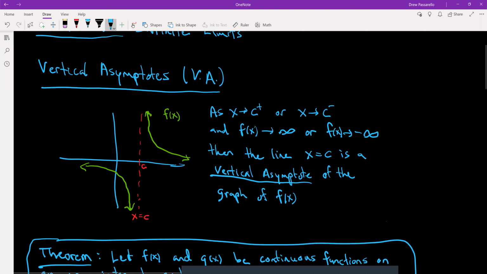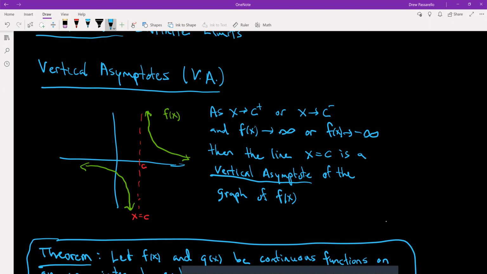So I drew a picture of a graph, and the function f of x is the green curve, and then you have this red dashed line. And that red dashed line is the asymptote, the vertical asymptote. And since it's a vertical line, always vertical lines have an equation where it's just x equals some value. In this case, it's x equals c. C is where the asymptote occurs.